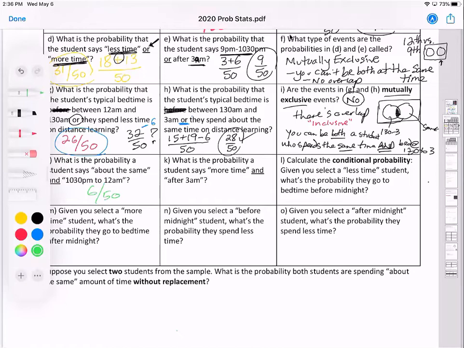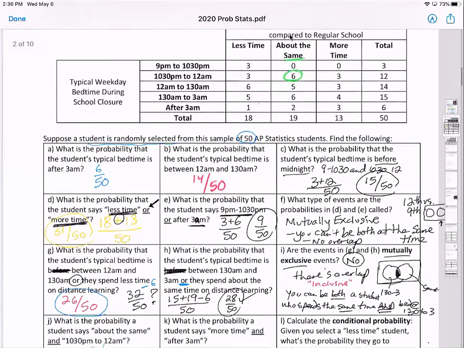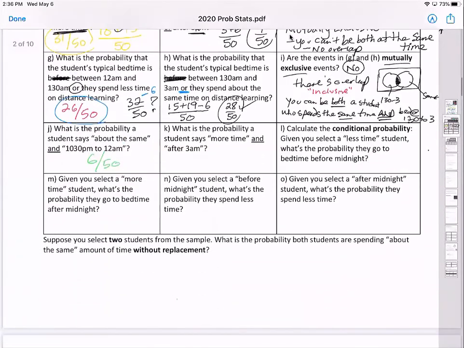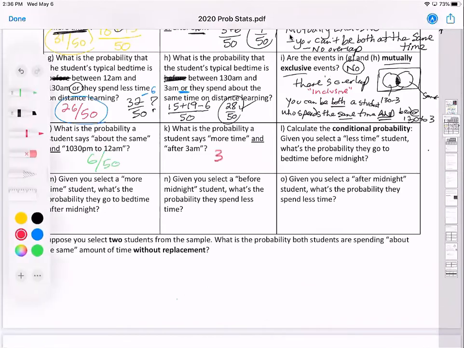Question K, what's the probability a student says more time and after 3 a.m.? More time, and after 3 a.m. there's 3 students out of 50. 3 out of 50.